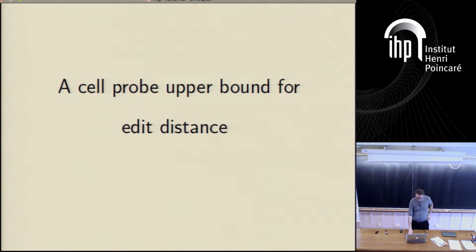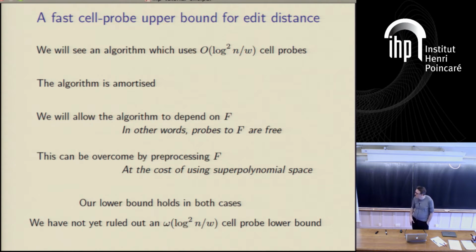But in the self-probe model, it's not the case. So I'm going to show you a self-probe algorithm that takes log squared n divided by w cell probes per arriving symbol to give a new edit distance. It's going to be amortized. It has some oddities, which I may go into a little bit. I don't know how much.